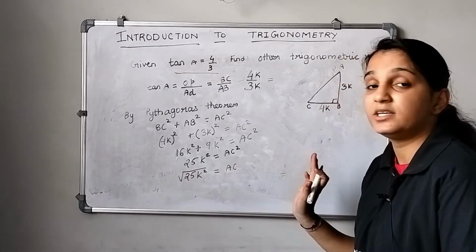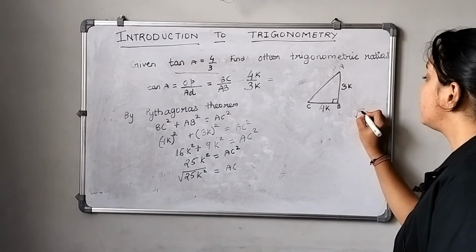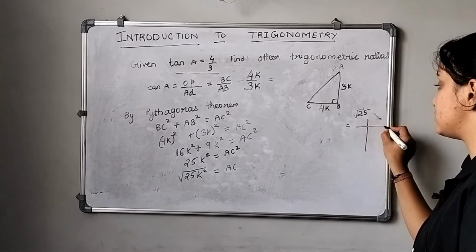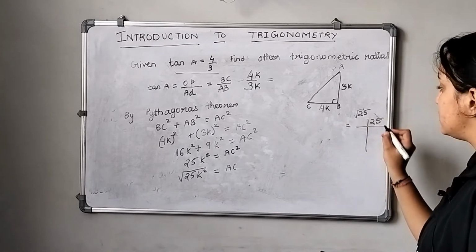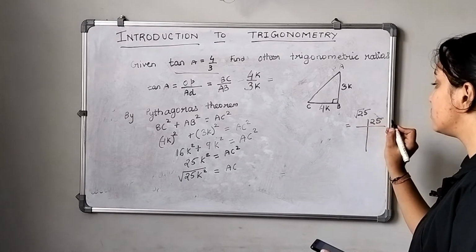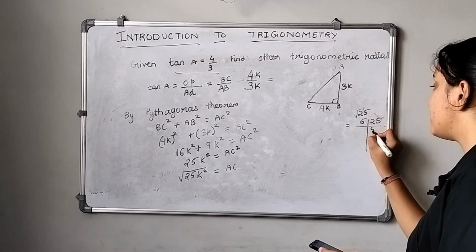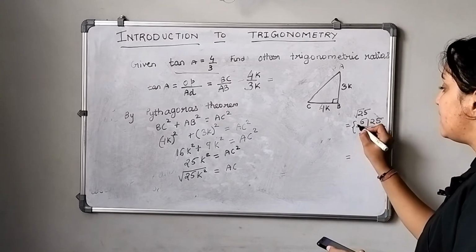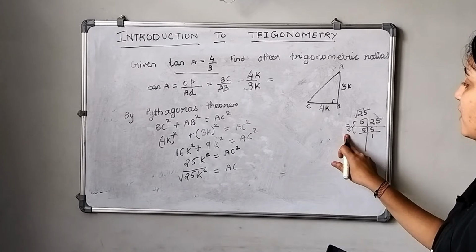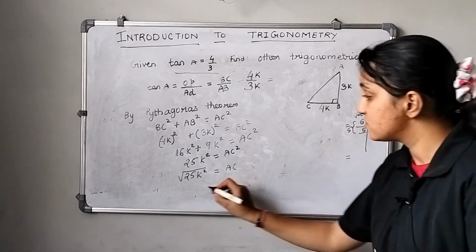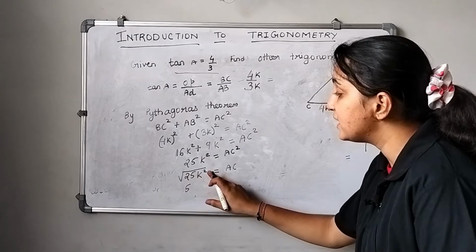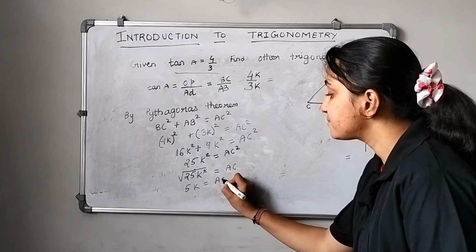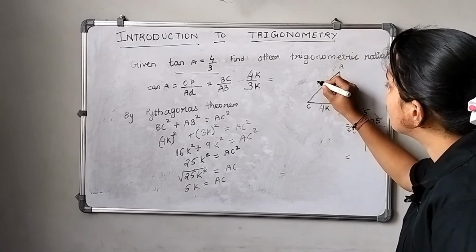Now, what is root of 25? How do we find the root? By prime factorization. 25 is not divisible by 2, 3. It is directly divisible by 5. 5 5s are 25 and 5 1s are 5. So, we make a pair of this 5. So this will be 5. What is root of 25? 5. And root of K square is what? Square and root get cancelled, and you have 5K, which is AC. So AC is 5K.